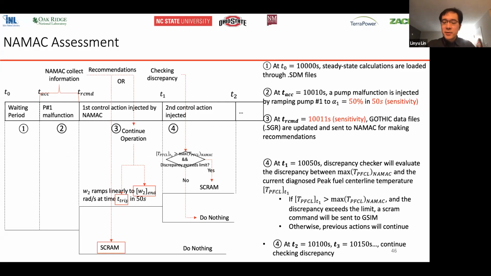After the assessment for the digital twin, we also do assessment for the NAMAC system. And the assessment is done by doing sensitivity analysis for certain important parameters. There are 2 parameters we're sampling. First is the ramping down ratio of the malfunctioning pump. And second is the time at which NAMAC is making recommendations.